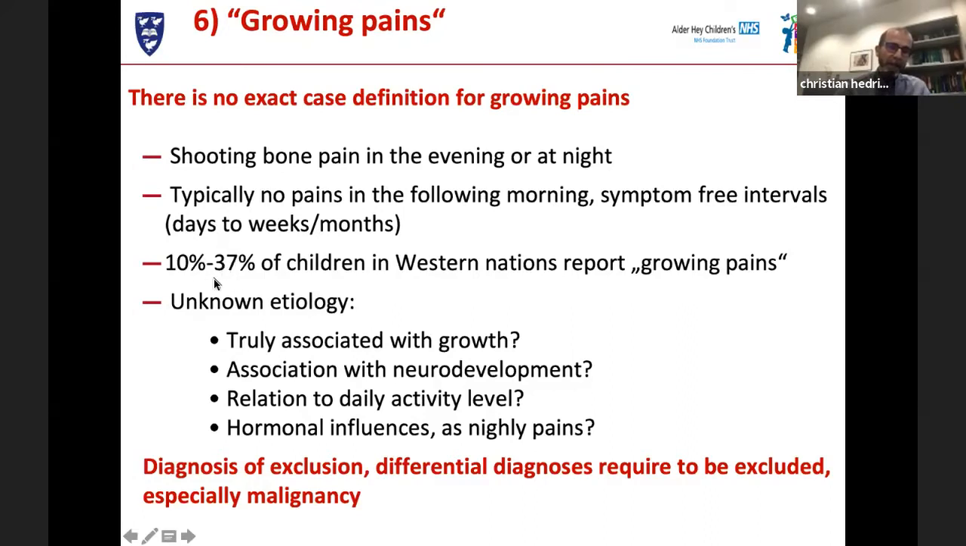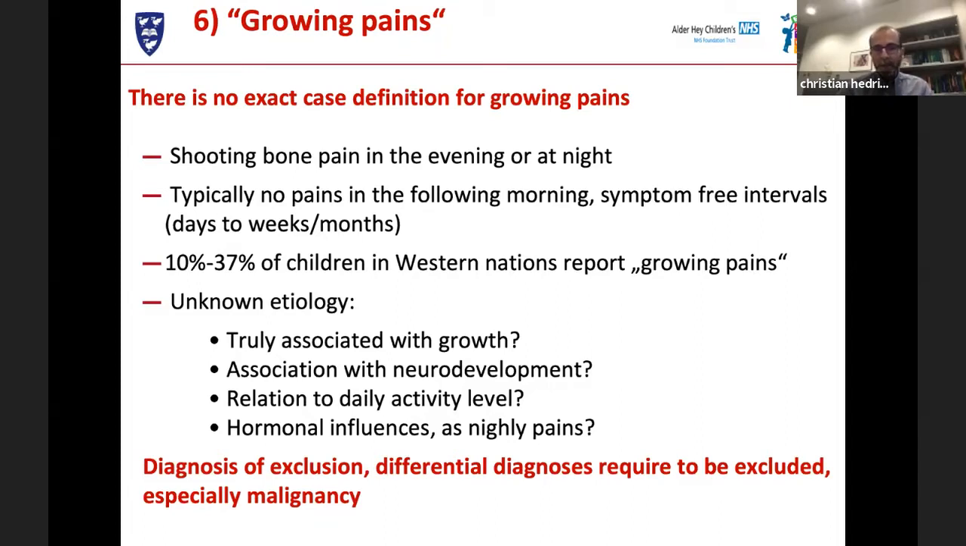An entire 10 to 37% of children in Western nations report growing pains at some points in their life, and it usually is prevalent in younger children, in kindergarten children or young school-age children. Etiology is actually unknown. The question is, is it truly associated with growth? That's not quite clear, because children also grow a lot during puberty, and in puberty growing pains are a diagnosis that's made very uncommonly or never.